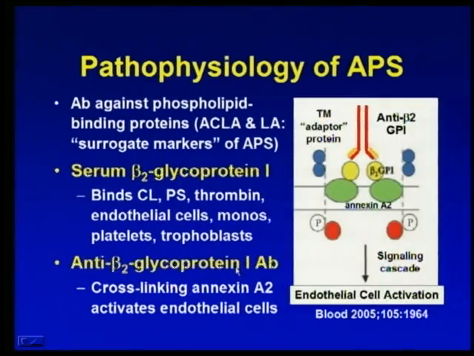in terms of endothelial cells, can cross-link annexin A2 on endothelial cells, as depicted in this figure from the publication in Blood describing this phenomenon. Here is the anti-beta-2-glycoprotein antibody bound to beta-2-glycoprotein. It cross-links annexin 2 on endothelial cells, bringing together still unidentified transmembrane adapter proteins that induce intracellular signaling. And in endothelial cells that are stimulated by anti-beta-2-glycoprotein antibodies, we see increased expression of tissue factor and VCAM and other potentially prothrombotic factors.